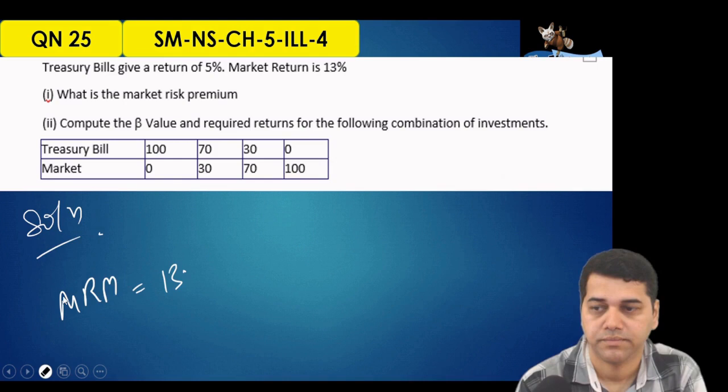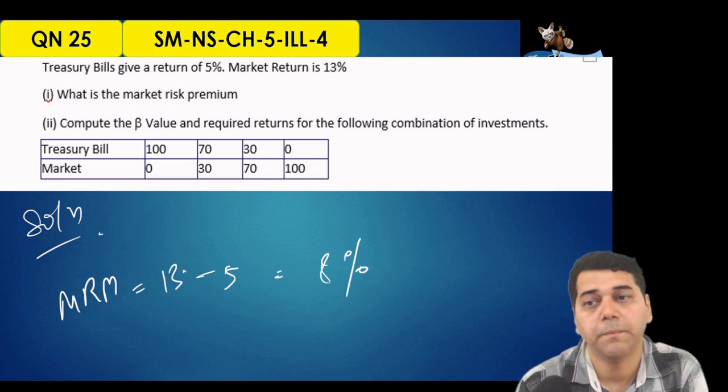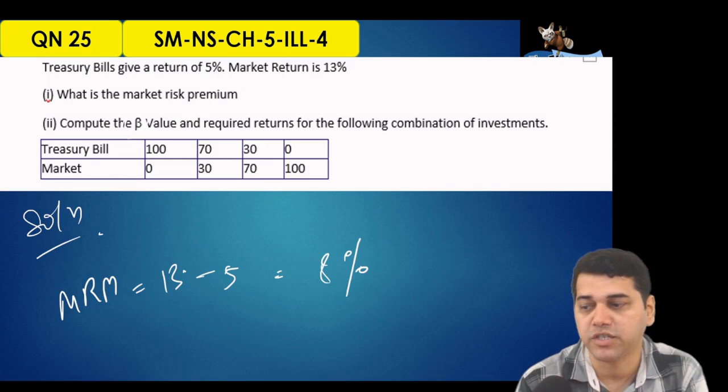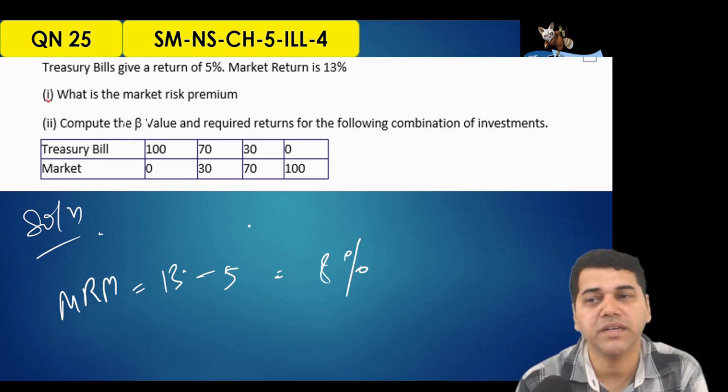First part of the question is done. Compute the beta and required return for the following combination of investment. So if you are going to invest in treasury bills 100, and the market you never invested in, what is the beta? Beta is 0, no? Zero. Okay, so first part is done.